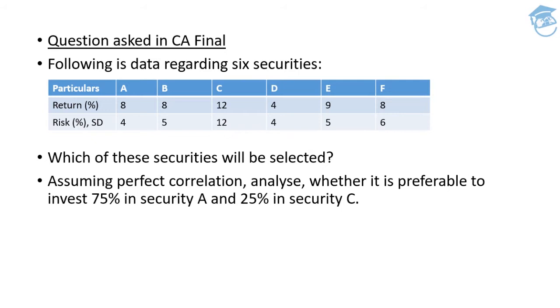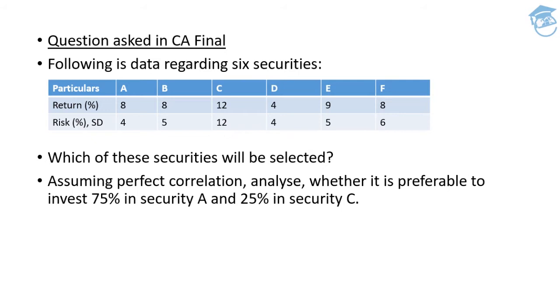Next comes E, which is providing me a return of 9% and a risk of 5%. And then comes F, which is providing me a return of 8% and risk of 6%. Again, if I compare A with F, I'm getting the same return, which is 8%, but in case of F, I'll have to take up a higher risk, which is 6%. So technically, F also gets eliminated. The final three securities that I have to consider are A, C, and E.